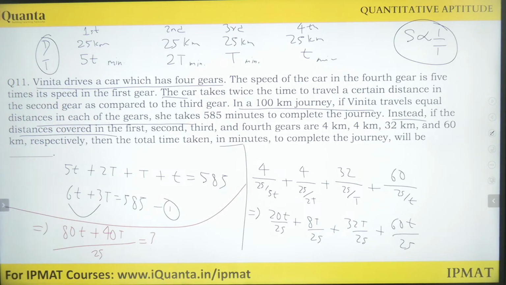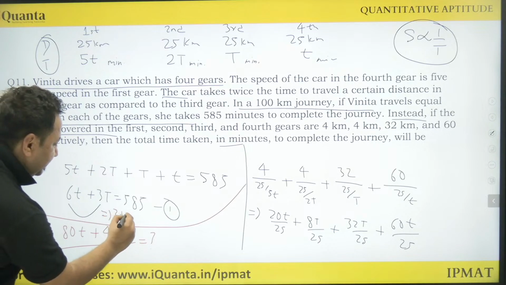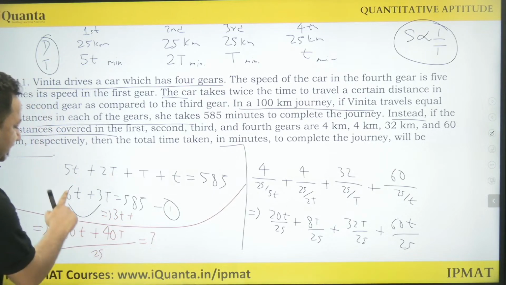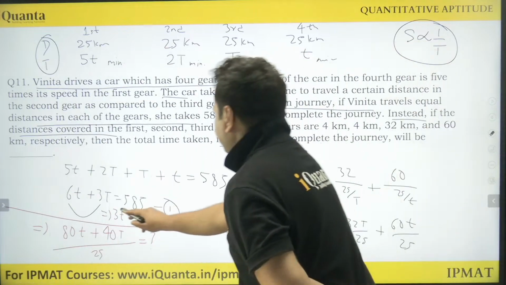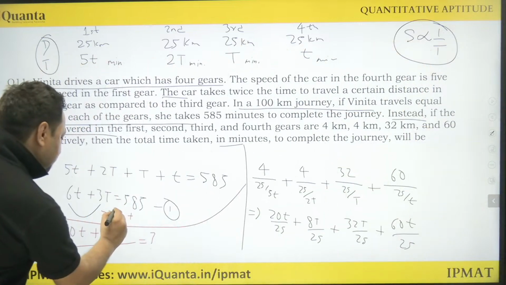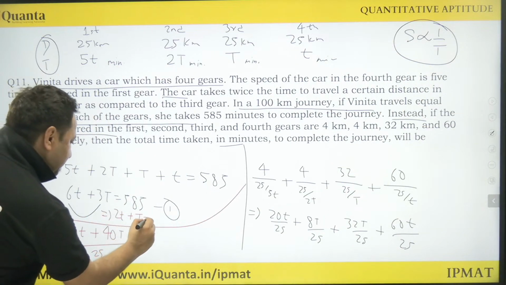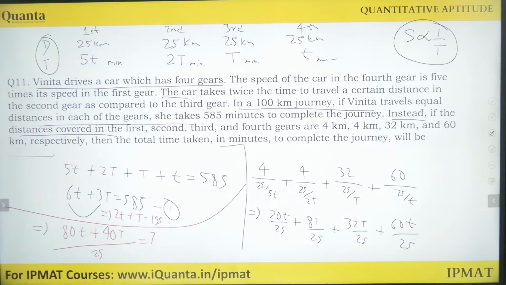Can we do something with the first equation? We can do it, right? 6 and 3, 80 and 40, the ratio is 2:1 in both cases. So the first equation can be further written by dividing by 3. Divide this by 3, I'll get 2 small t plus capital T is equal to 195. 2t plus capital T is 195.